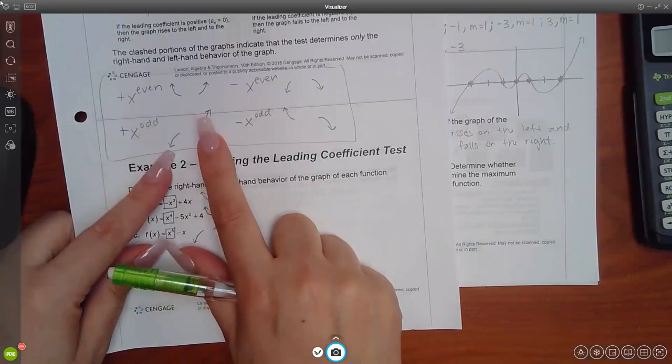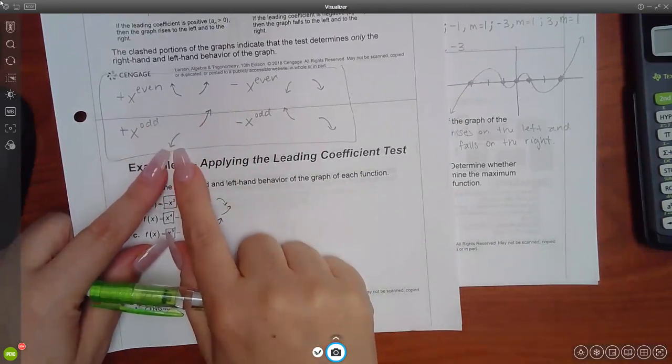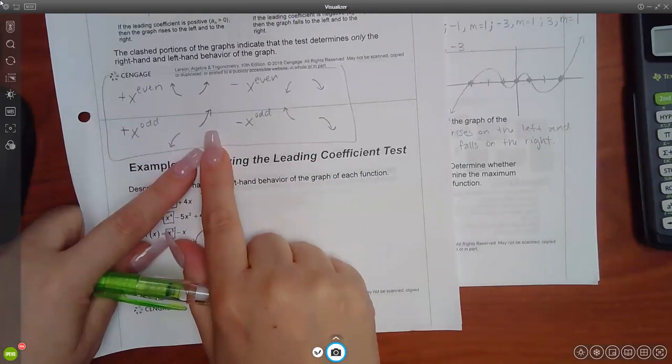Falls on the left and then rises on the right. Make sure you select the correct one because there will be two options. One that says rises and falls. The other one will say rises and falls. But the right and the left might be different. Okay. So make sure you're picking the one that says falls to the left and rises to the right.